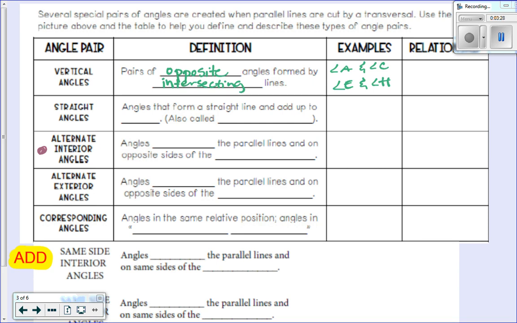Vertical angles are opposite, but you also have to set up an equation. Vertical angles are congruent. Good. Your quiz last week: congruent means equal. Put an equal sign, which lets you know how to set up your equation. Knowing that relationship is important. Straight angles are angles that form a straight line and add up to, you got it, 180 degrees. Also called supplementary, right? We learned that last week.